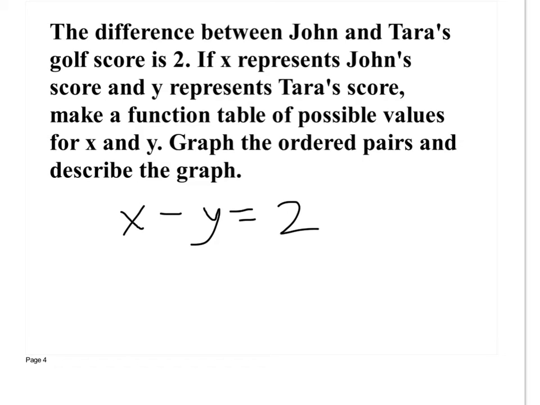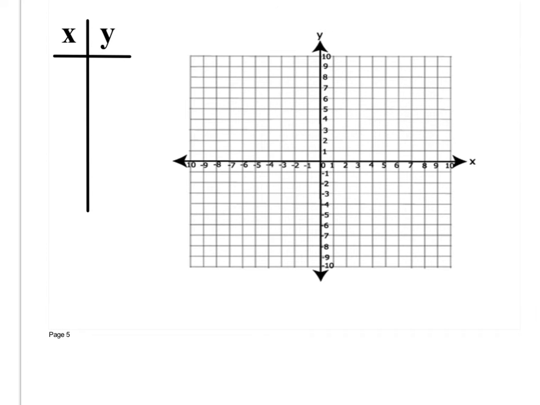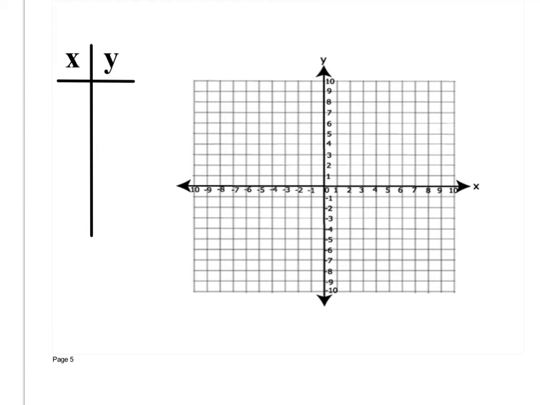Alright. Now we can make a function table. Then we can graph the word pairs. Then we can describe the graph. But the first thing you got to do is come up with this. Okay? And it's given to you right here. It's usually the first sentence. Alright. So, give me a little function table with X and Y, just like is here on the board. Then we're going to come up with the table.